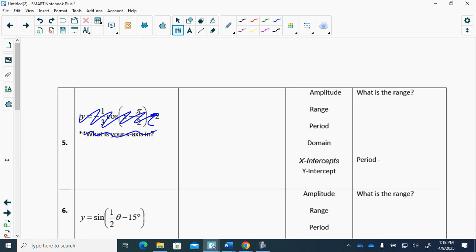Oh, wait, we have y equals cos x minus pi over 2. So we're going to get y equals 1 cos 1 x minus pi over 2. And what's our d? Plus 0.